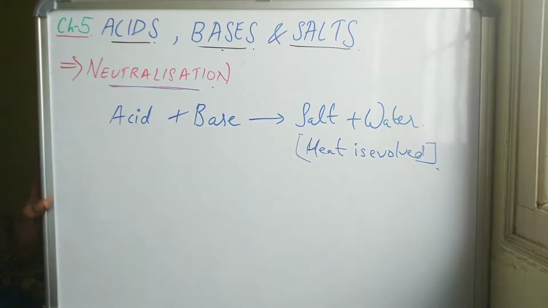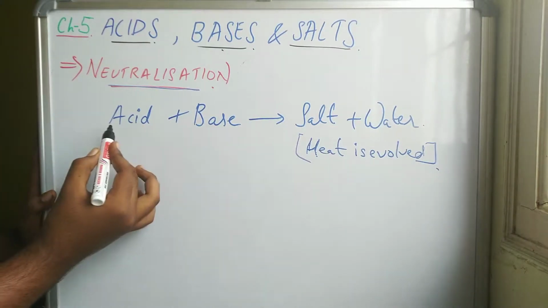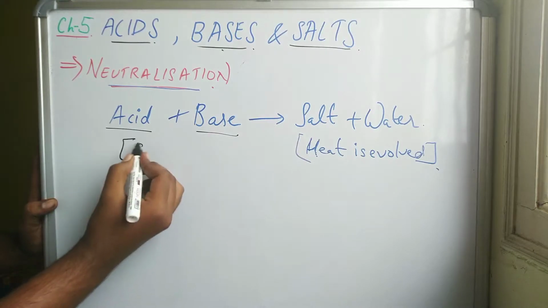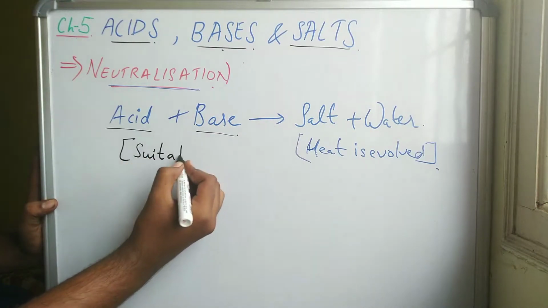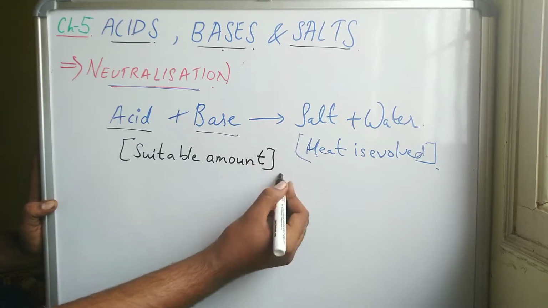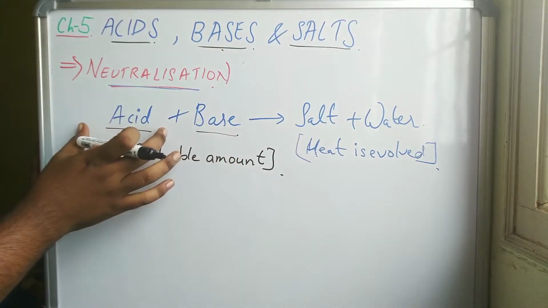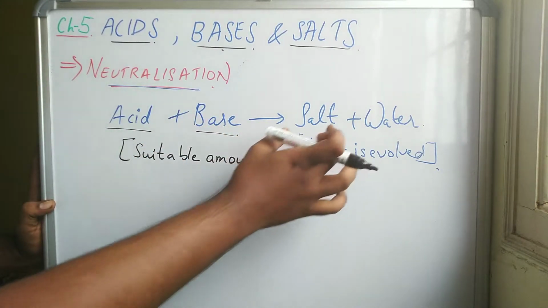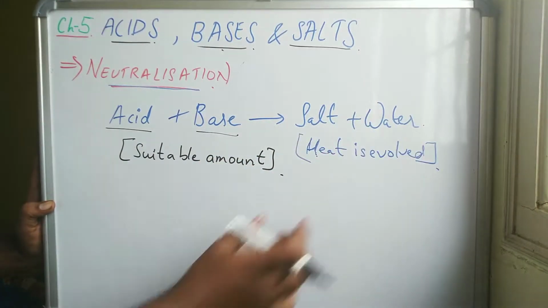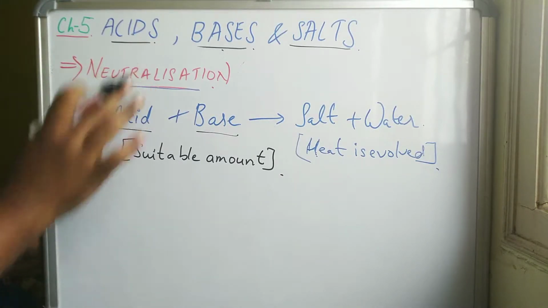Right. So basically, the neutralization process is nothing but a reaction between acid and base. So when you add acid and base in what? Suitable amount. Fine. So when you add acid plus base in a suitable amount, it produces what? Salt plus some amount of water, and heat is also evolved. So this is the basic thing about neutralization.